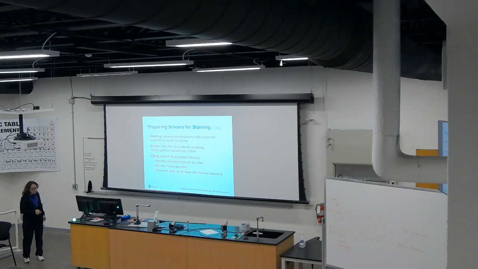So staining emphasizes certain structures like the cytoplasm or the nucleus, the cytoskeleton. It can also enhance the external structures like pili, flagella, the capsule. So depending on what your purpose is, that is what you will do with that specimen.